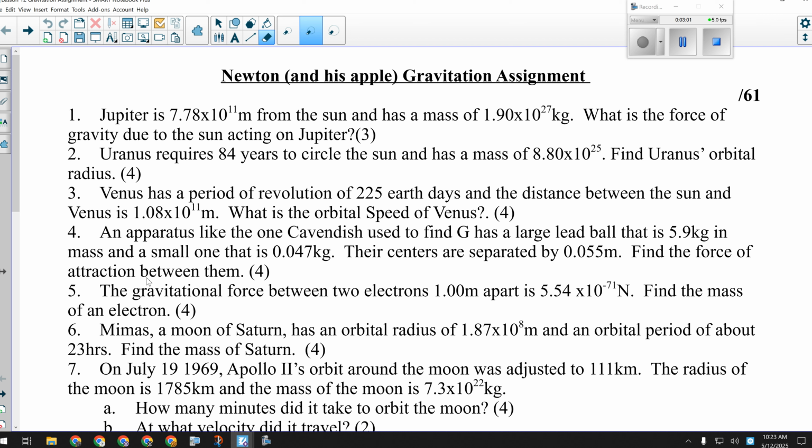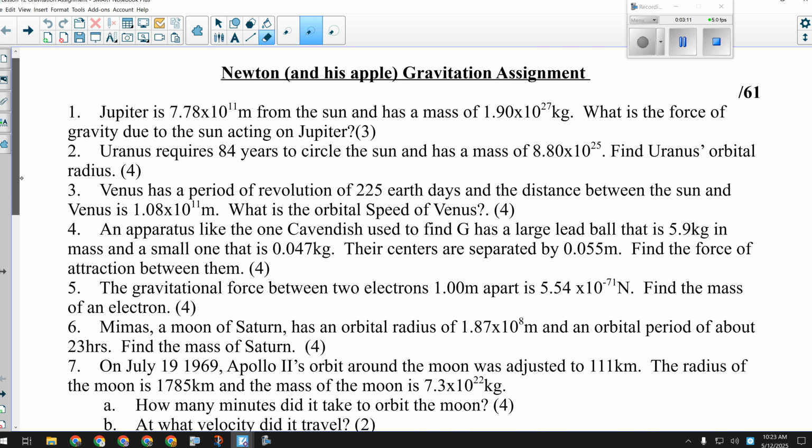All right, number 6. Mimas, which is a moon of Saturn, has an orbital radius of 1.87 times 10 to the 8 meters and an orbital period of 23 hours. Find the mass of Saturn using those numbers.